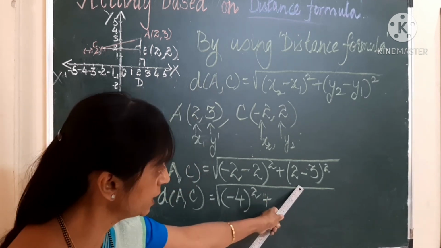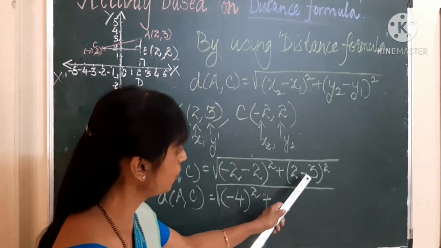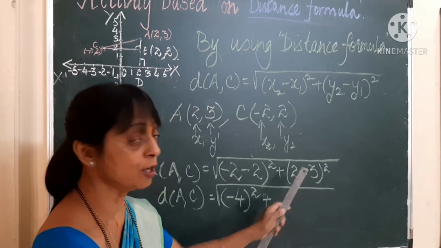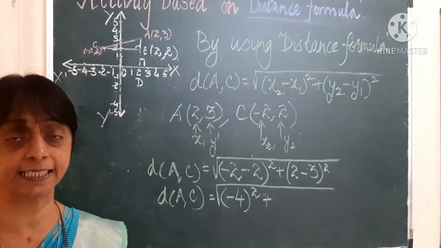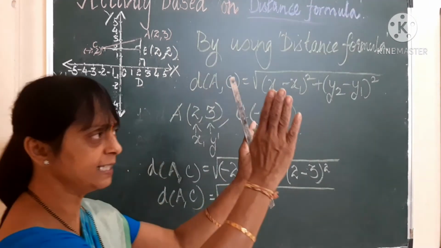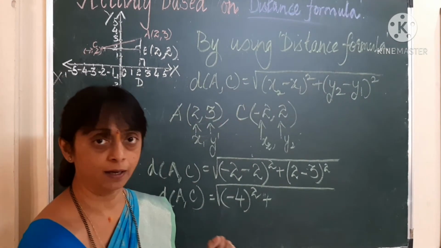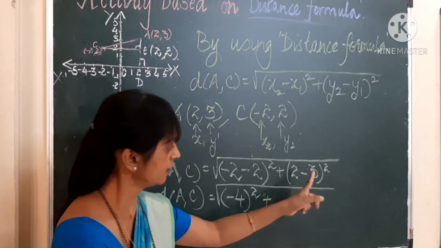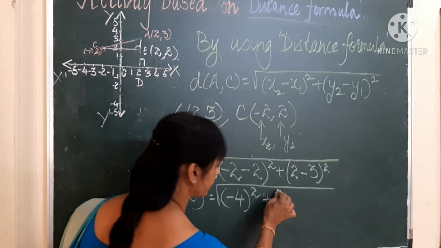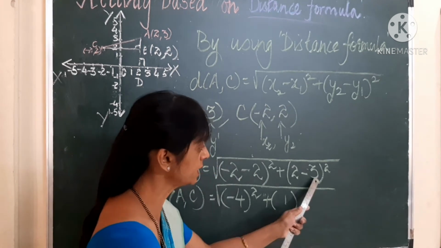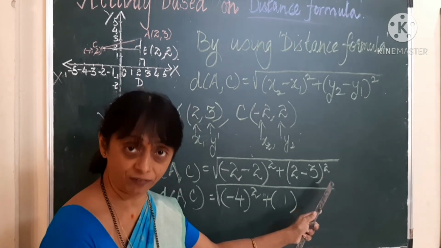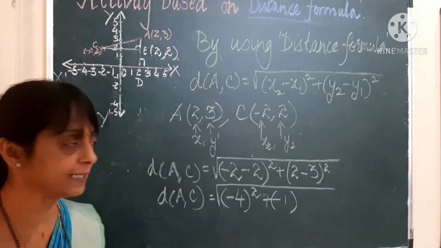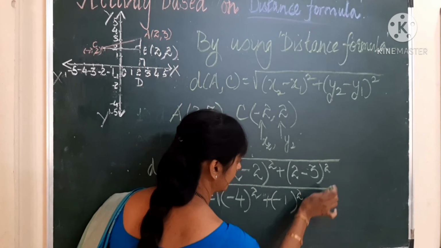Plus, let's look into the next bracket. 2 minus 3. 2 has got a plus sign, 3 has got a minus sign. What do we do when they have unlike signs? We definitely subtract greater number minus the smaller number, and the answer gets the sign of the greater number. So let's start. 3 minus 2 is 1. Who was greater? Was 2 greater or 3 greater? Definitely 3. What is the sign before it? Minus. So the answer gets a minus sign. Let's not forget the square.